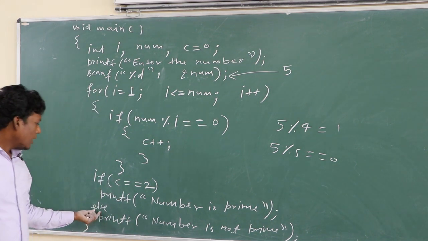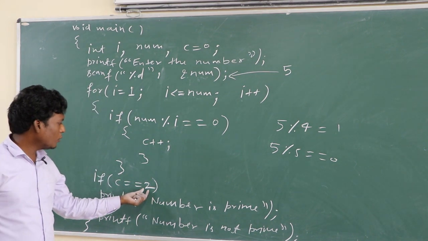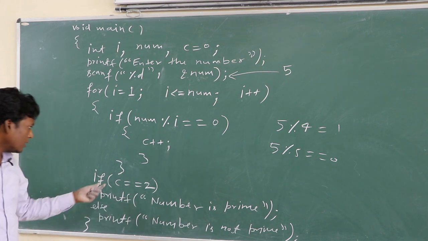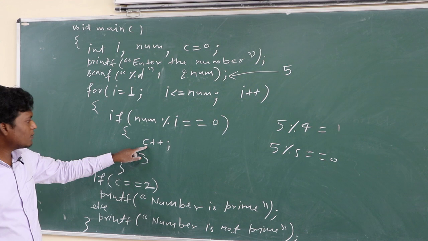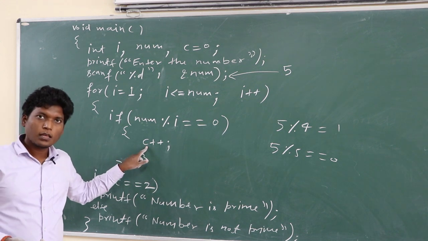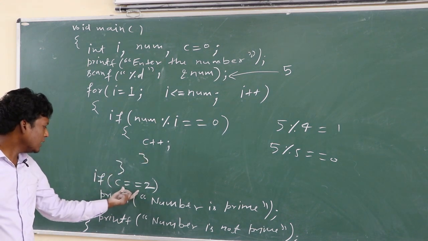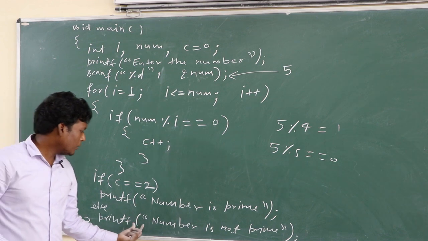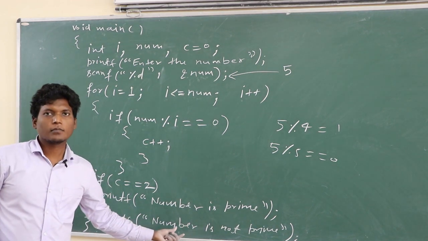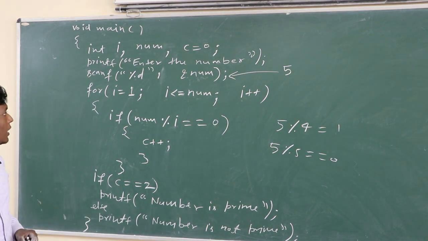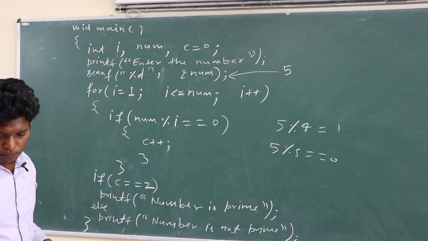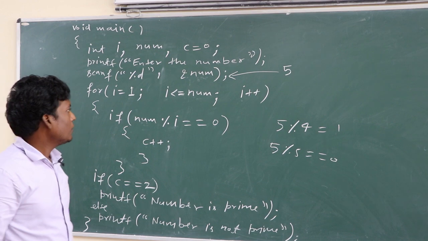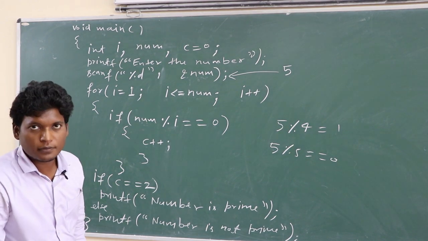Okay. If c has value greater than 2, then this condition is not true. In that scenario, the number will not be prime. This is an example of an application of for loop. In this program, we check whether a given number is prime or not.